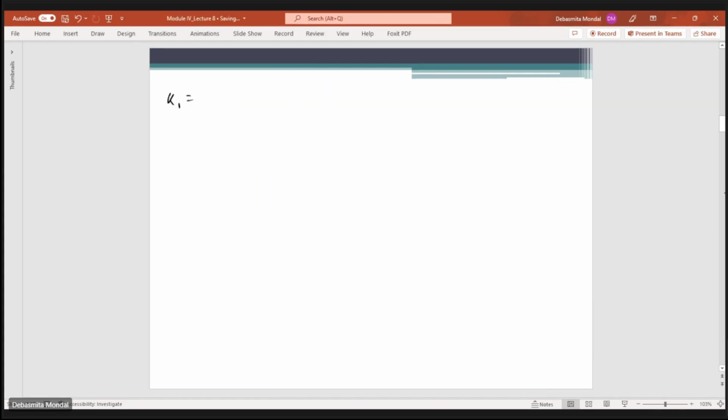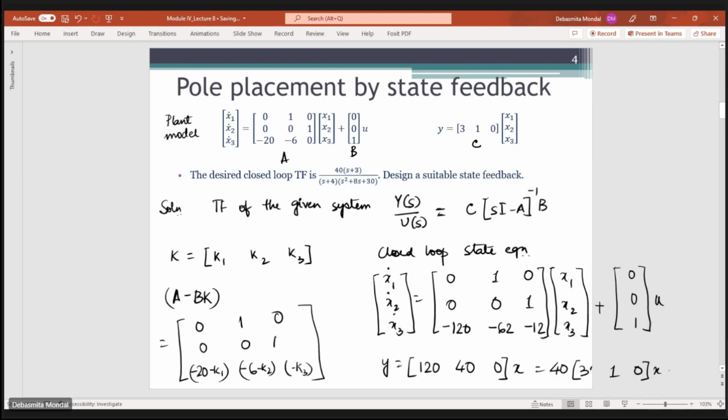So K1 here is 100, K2 is 56 and K3 is equal to 12. And here you see that in the output equation, if you take 40 as your gain, then the overall individual path gains will be less.